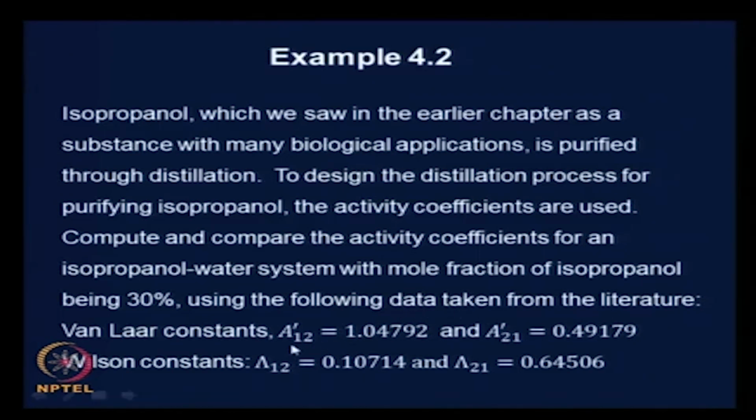The Van Laar constants are given. A12 dash equals 1.04792 and A21 dash equals 0.49179, and the Wilson constants gamma 12 is 0.10714 and gamma 21 equals 0.64506. These have been taken from the literature, the Journal of Chemical and Engineering Data. If you look at the notes, the reference will be there.